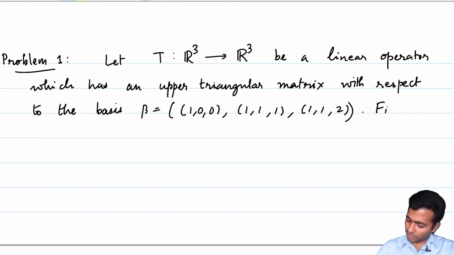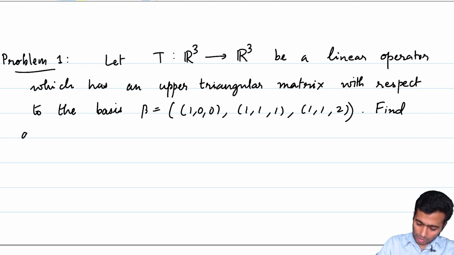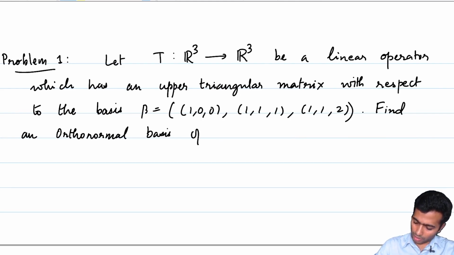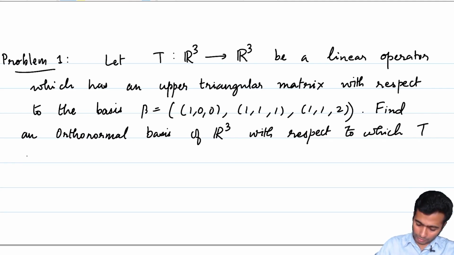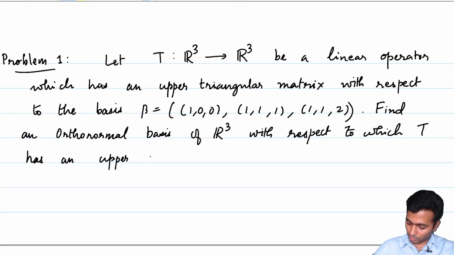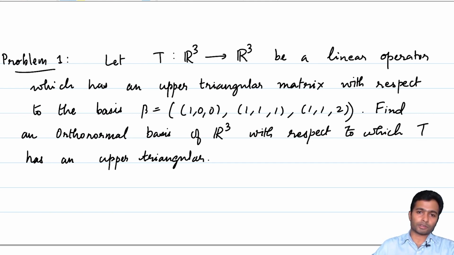The problem is to find an orthonormal basis of R3 with respect to which T has an upper triangular matrix. You can immediately check that the given basis is not orthonormal. In fact, it's not orthogonal at all. So the question is to get hold of a basis which is orthonormal and with respect to which the matrix of T is upper triangular.